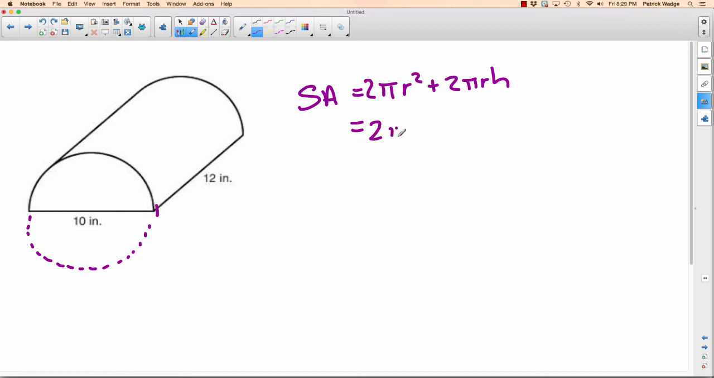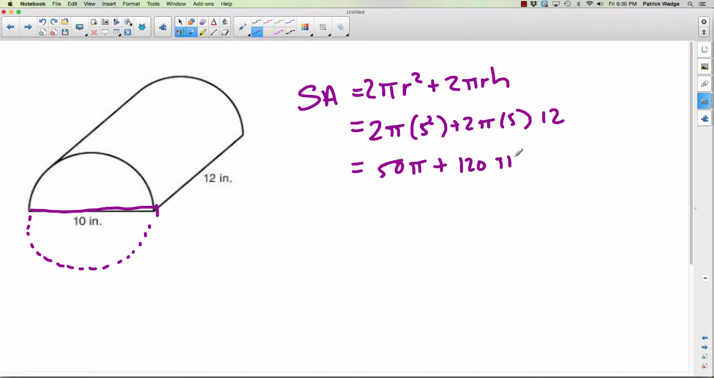So we have 2 times pi times the radius. Again, this 10's the diameter. We got to do half, so it's going to be 5 squared. Plus 2 times pi times 5, because that's the radius again, and the height is 12. Height doesn't always mean up and down, right? This thing's lying down like this. The height is just this dimension here. All right, 5 squared is 25 times 2 is 50, so we got 50 pi, plus 2 times 5 is 10 times 12 is 120 pi. And if you add those together, you get 170 pi.